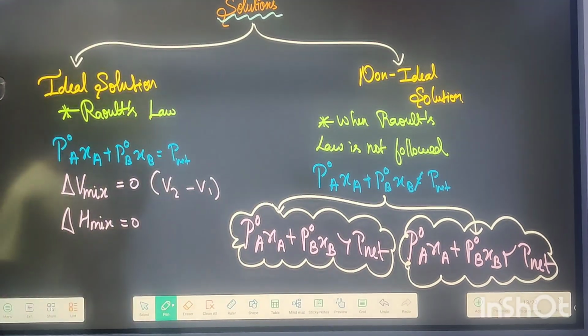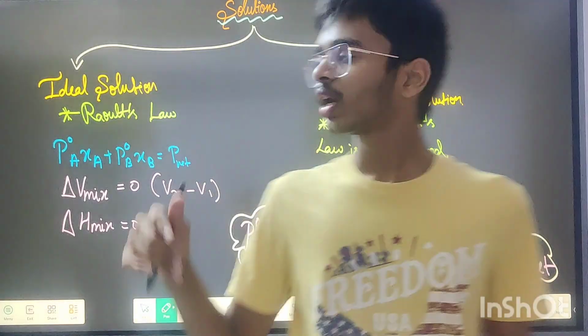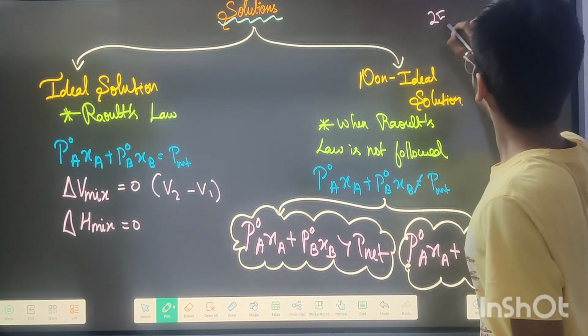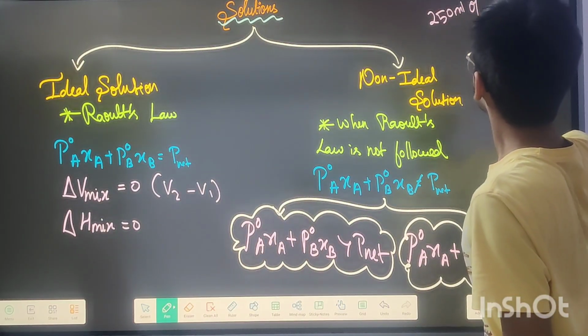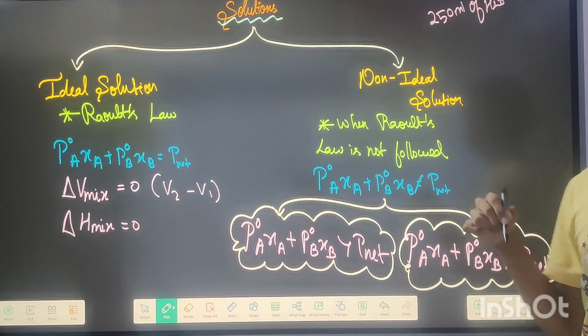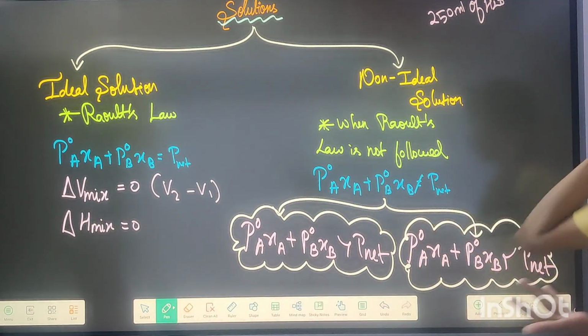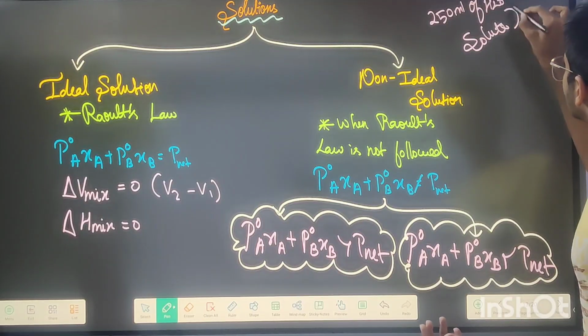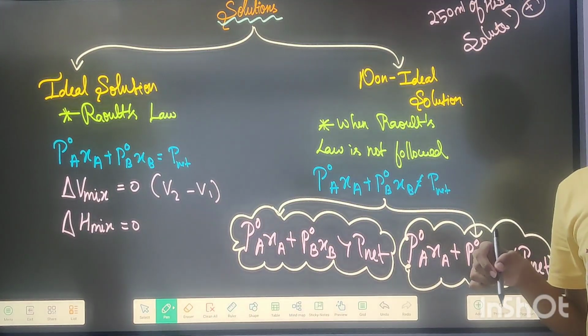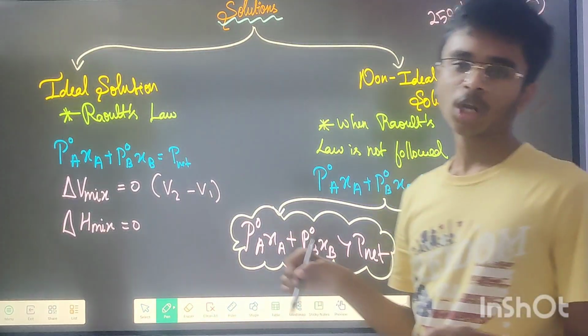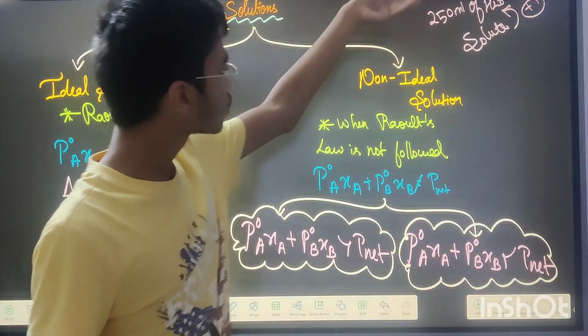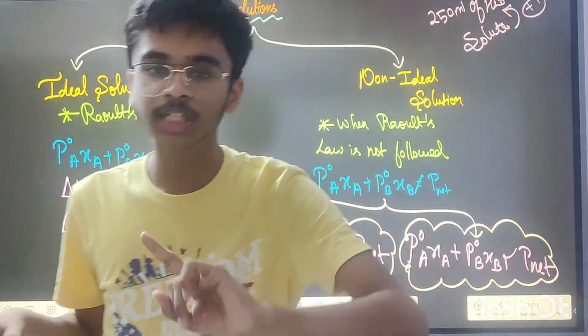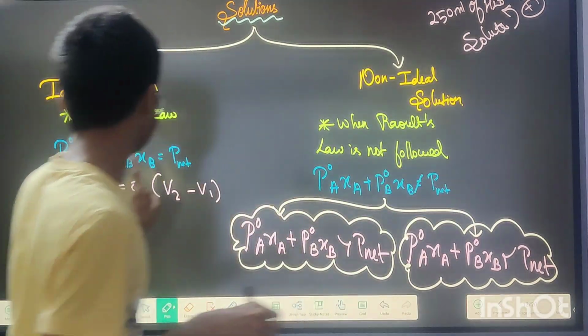So you are having water. Let me take water. You are having around 250 ml of water. Now what you are doing is adding a solute to it. This is the solvent, and you are adding a solute to it in addition. Now there should be no change in the volume, even though you have added some amount of solute to it. That is what this first condition is.